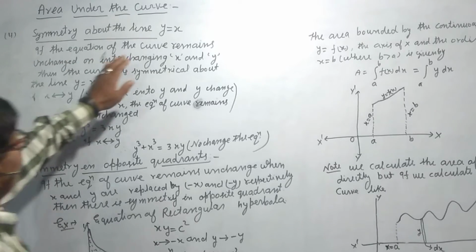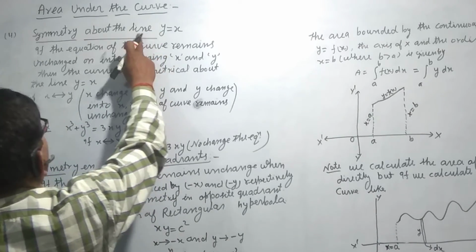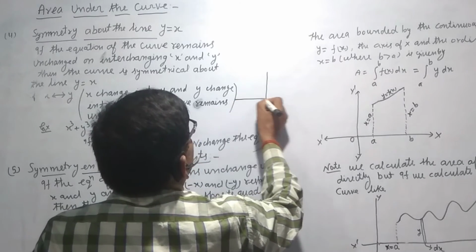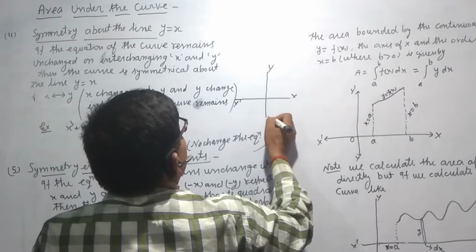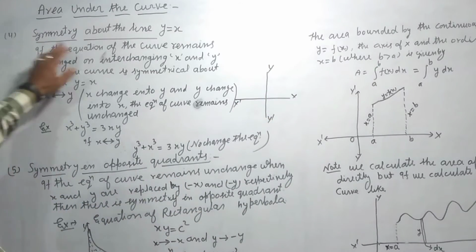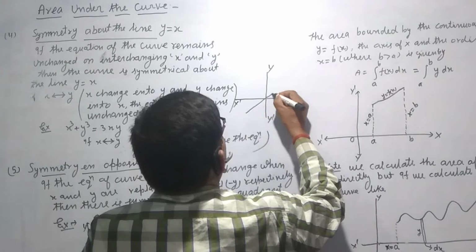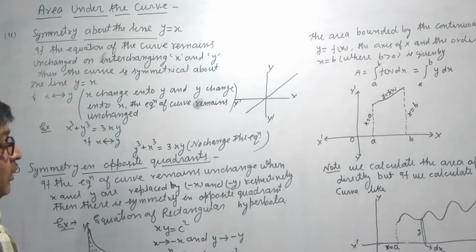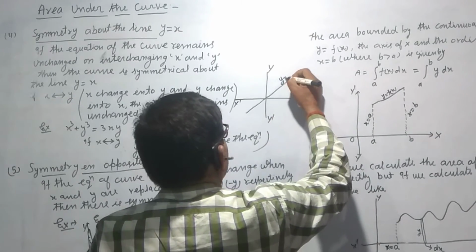Now fourth, symmetry about the line y is equal to x. Here this is x, and this is x dash, y and y dash. Symmetry about the line y is equal to x. Y is equal to mx plus c here. Now m means tan theta, where theta is equal to 45 degrees. This is y is equal to x.